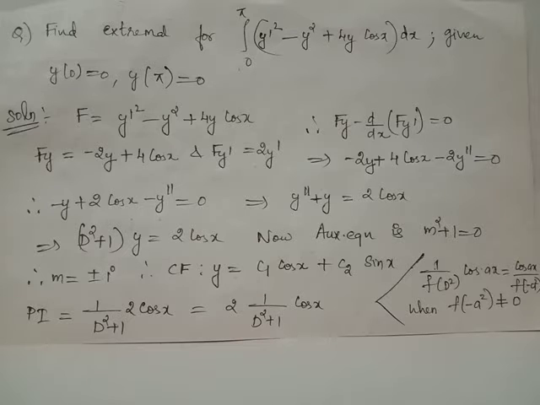We have fy equals negative 2y plus 4 cos x, treating y dash and x as constants. We have fy dash equals 2y dash, treating y and x as constants. When you give these expressions of fy and fy dash in the Euler's equation, you get the equation negative 2y plus 4 cos x minus 2y double dash equals 0.